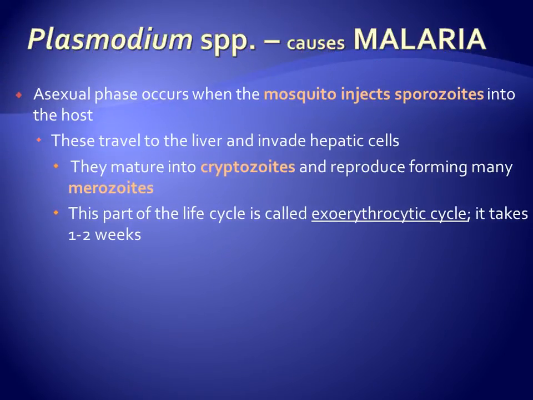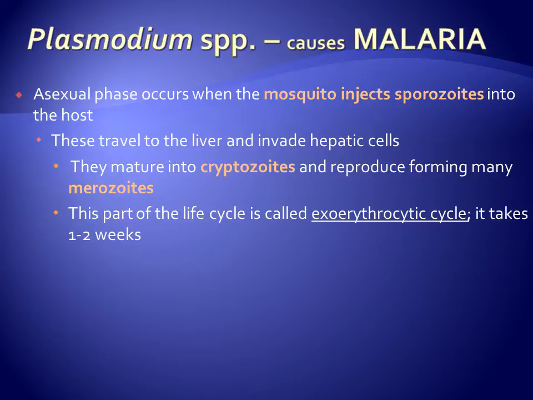The life cycle of these organisms is relatively complex, and we'll look at it in a little bit of detail so we can be familiar with the terminology that's in use. This organism is going to have both sexual and asexual phases. The asexual phase occurs in the human being first when the mosquito injects sporozoites into the host. So mosquito bites man. If the mosquito has the organism within it, it shoots these sporozoites, these infective parasitic particles, into the host.